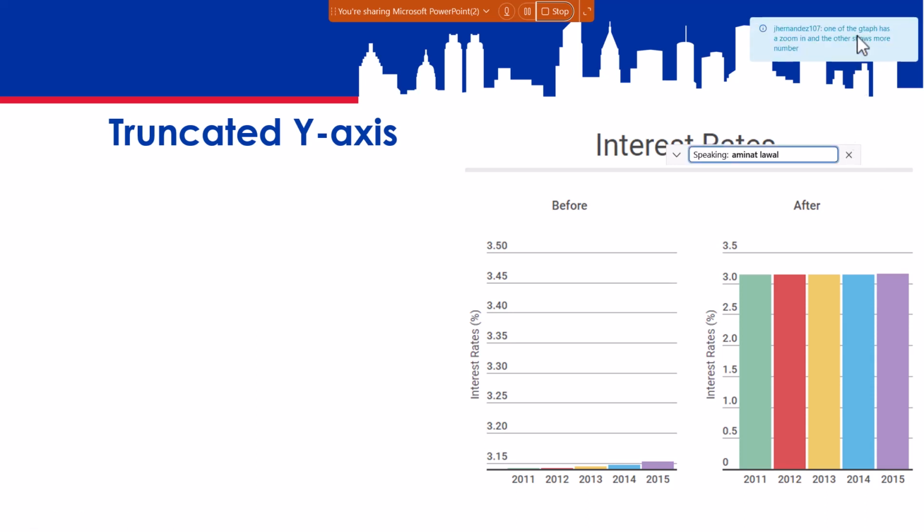Maria said one of the graphs has a zoom in, the other shows more numbers. Right. I was asking, what's the difference between the y-axis? The numbering. Exactly, where it starts off at. So the before is incorrect. And so why are they doing this? Because if you look at the after, there isn't a big difference.